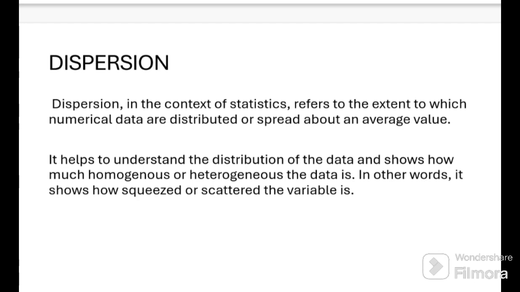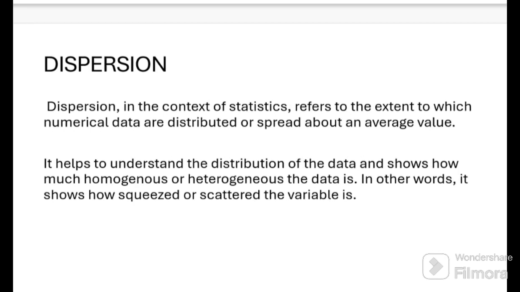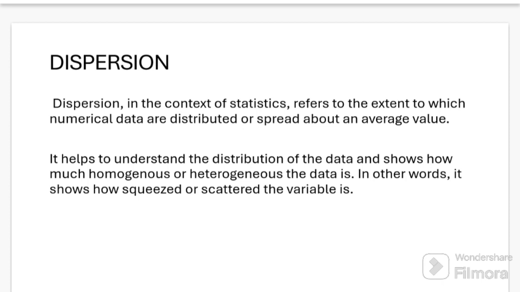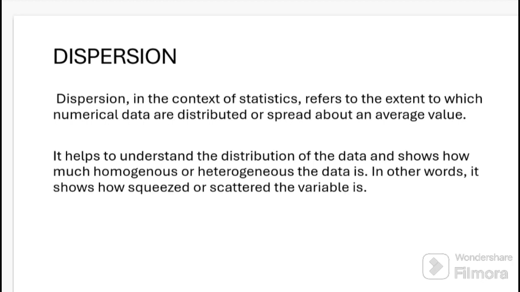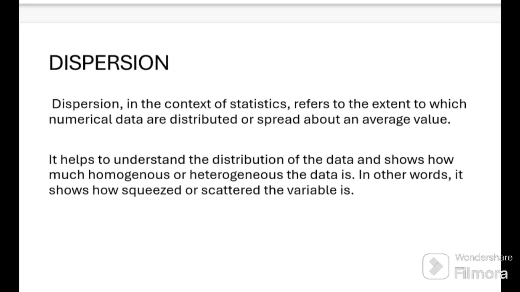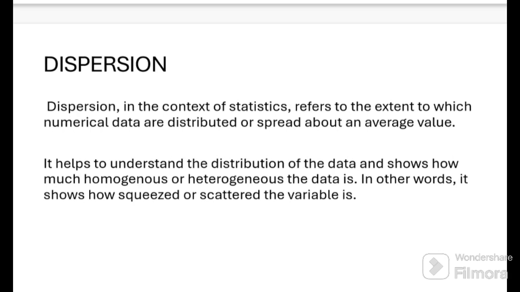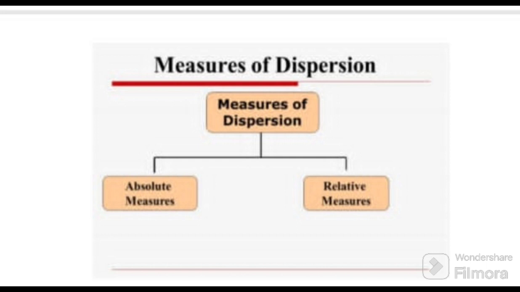About measures of dispersion. Dispersion, in the context of statistics, refers to the extent to which the numerical data are distributed or spread about an average value. This helps to understand the distribution of the data and shows how homogeneous or heterogeneous the data is. In other words, it shows how squeezed or how scattered the data is.